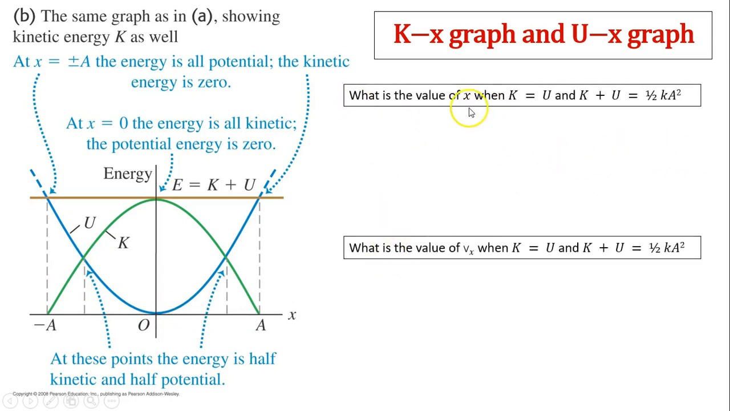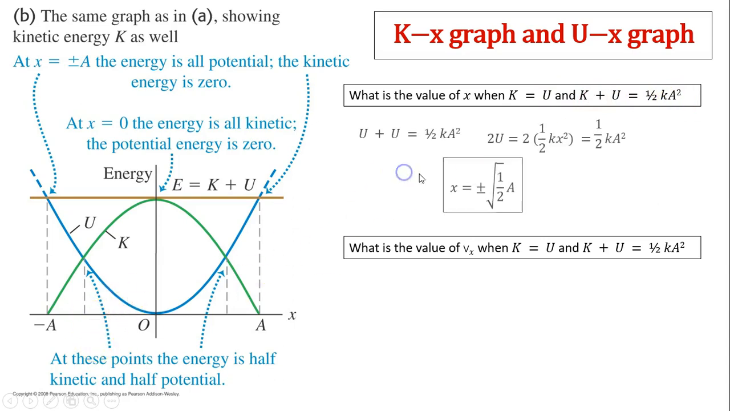Let's see, what is the value of x when K equals U and K plus U equals 1/2 kA squared? So what is this position x? We can figure it out. Since K equals U, we set K equal to U, so that becomes U plus U equals 1/2 kA squared. So 2U equals 1/2 kA squared. U equals 1/2 kx squared, that means 2 times 1/2 kx squared equals 1/2 kA squared. So x is just plus or minus the square root of 1/2 times A.